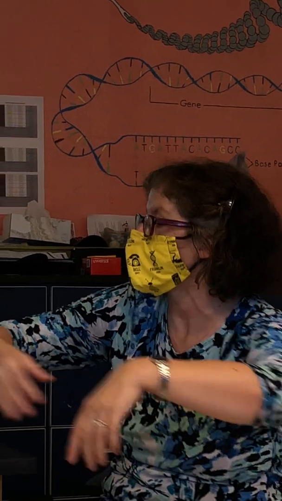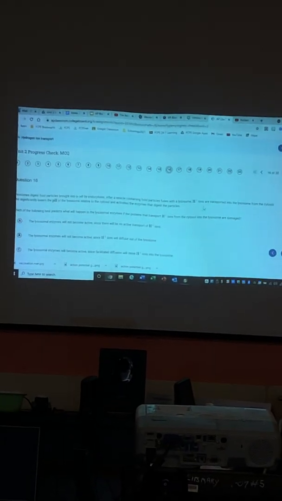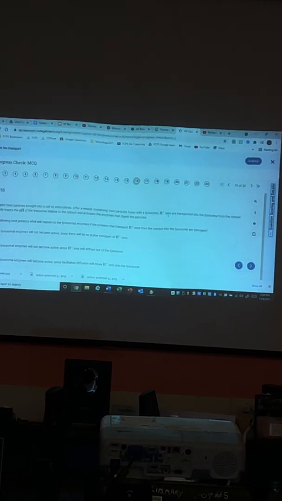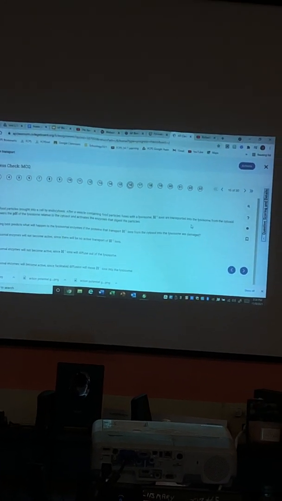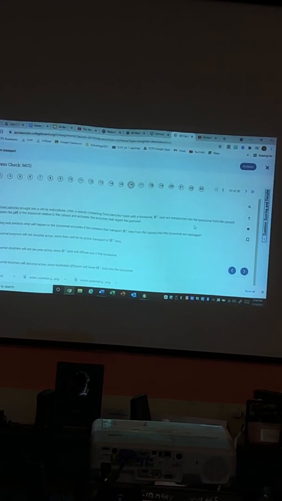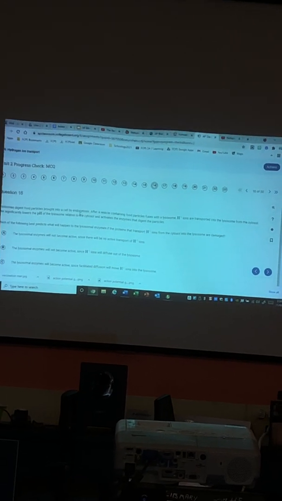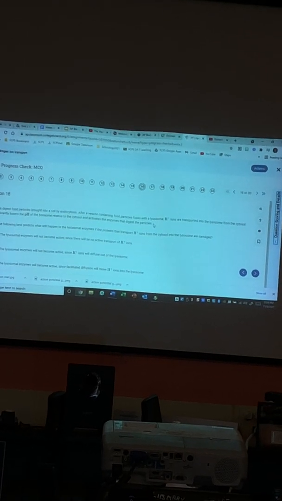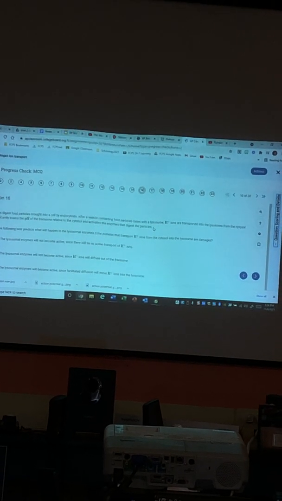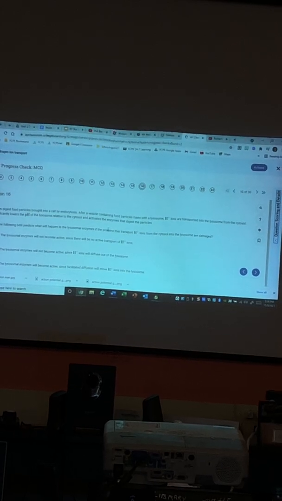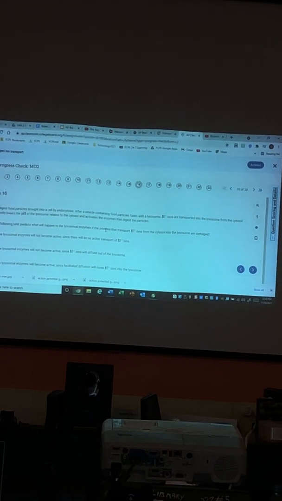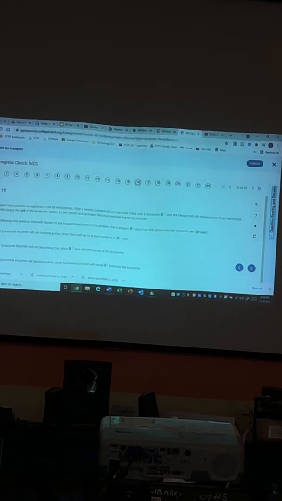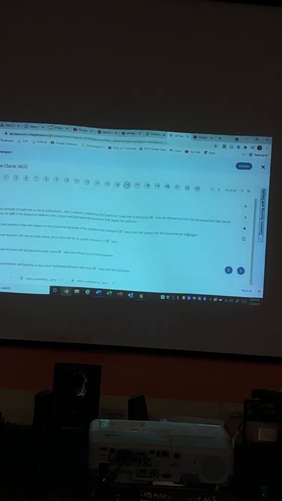Okay. After a vesicle containing food particles fuses with a lysosome, hydrogen ions are transported into the lysosome from the cytosol. This significantly lowers the pH of the lysosome relative to the cytosol and activates the enzymes that digest particles. Which of the following best predicts what will happen to the lysosomal enzymes if the proteins that transport hydrogen ions from the cytosol into the lysosome are damaged?